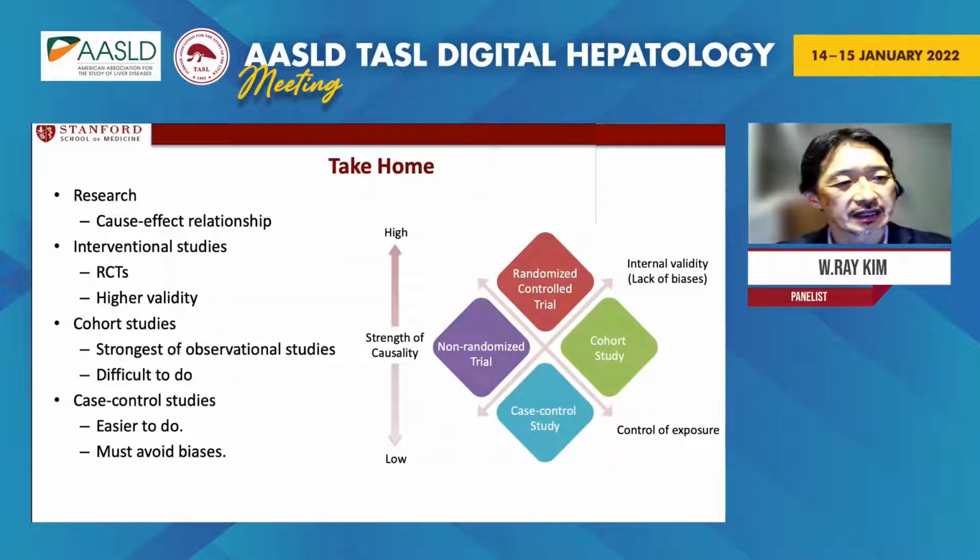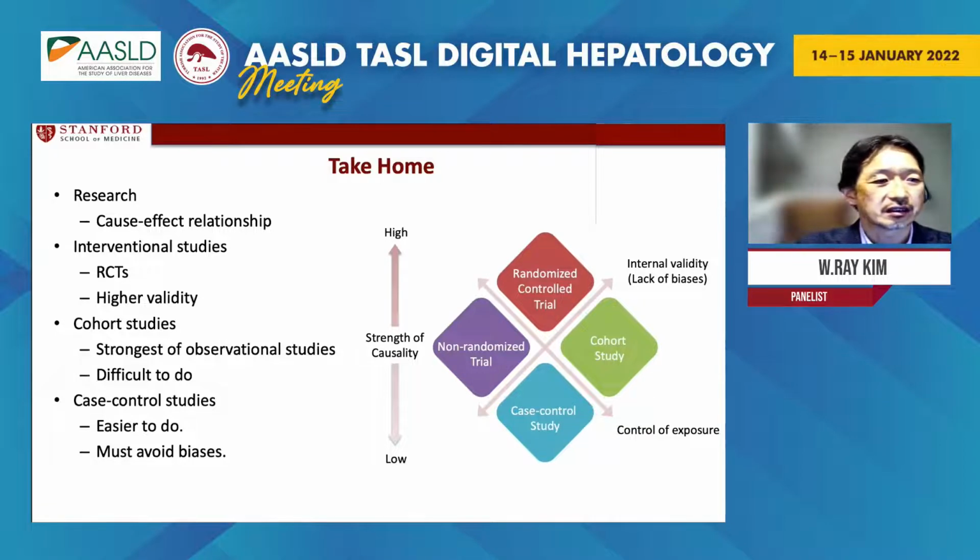So to summarize, research is a study of cause and effect relationship. I share this matrix with you. And today we talked about interventional versus observational studies. Interventional studies are RCTs, with higher validity. Cohort studies on the observational side are the strongest of observational studies, but difficult to do. Case control studies are easier to do, but there is a potential to introduce biases, especially if you don't pick the controls in the correct fashion.